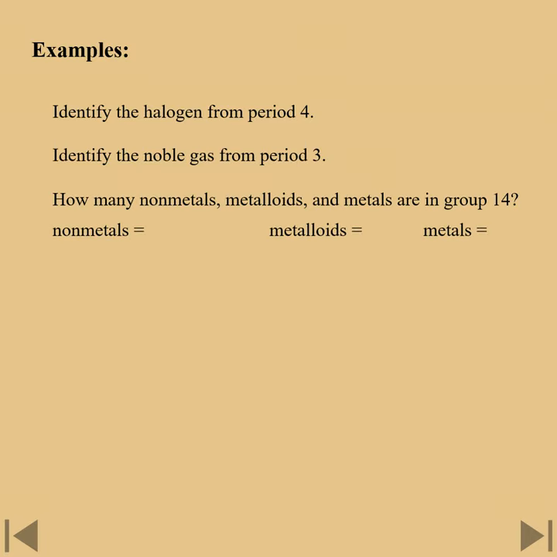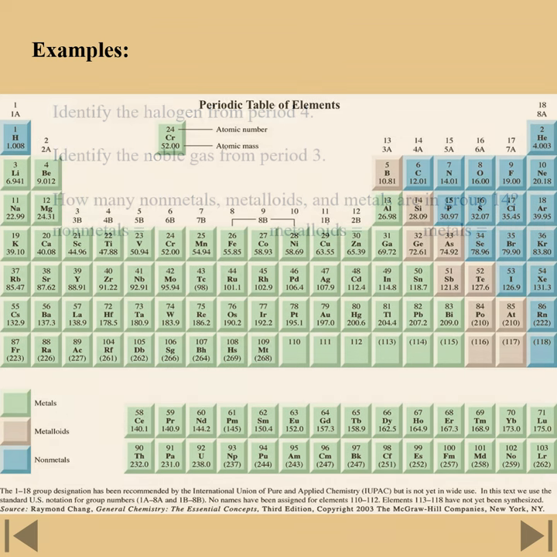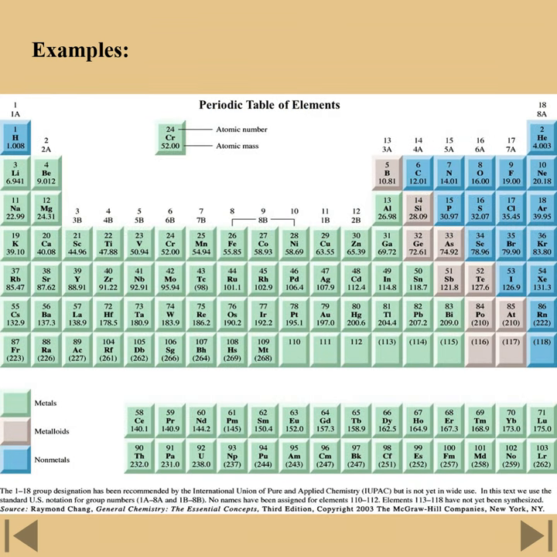And now, how many nonmetals, metalloids, and metals are in group 14? Well, let's see. In group 14 we see one blue, so that's one nonmetal, two pink, so two metalloids, and then tin and lead, which would be metals. So carbon, nonmetal; silicon and germanium, metalloids; tin and lead, metals.